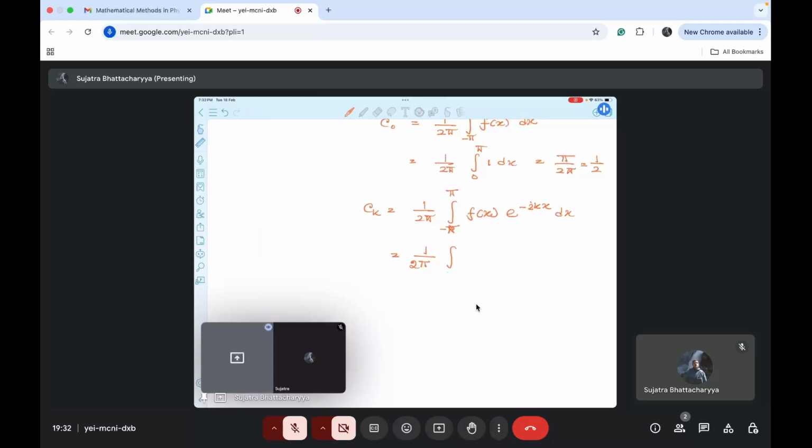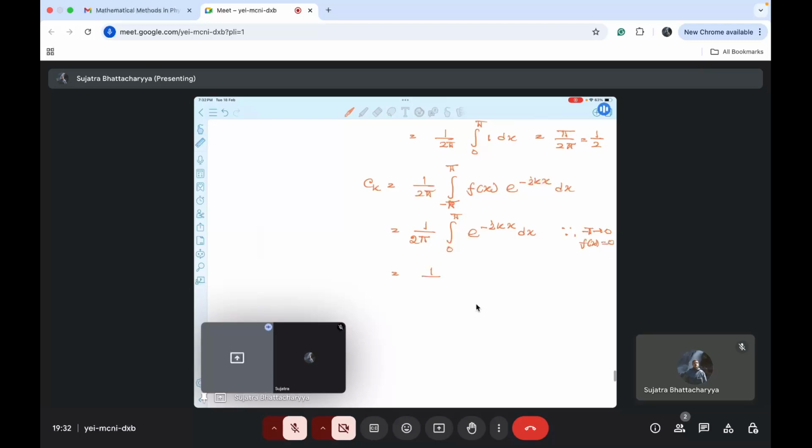Since from minus pi to 0, f(x) is 0, we get the integral from 0 to pi of e to the power minus ikx dx. So we get 1 by 2 pi. What is this integral? Minus ikx divided by minus ik. This is how it is integrated. And finally, we get this. So 1 by 2 pi, and minus ik you can take outside. And what about this? Minus ik pi, right?